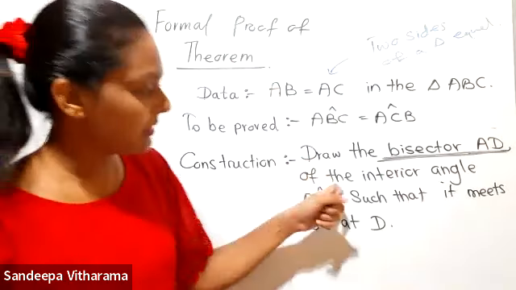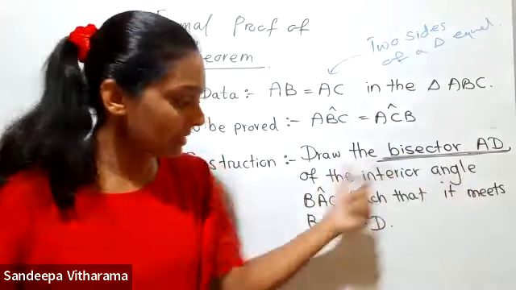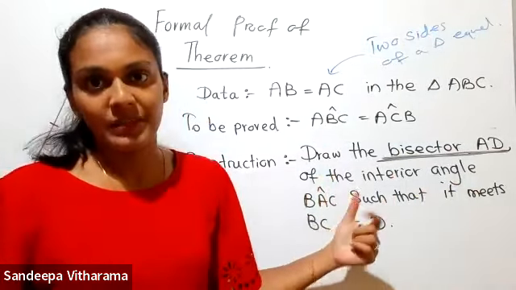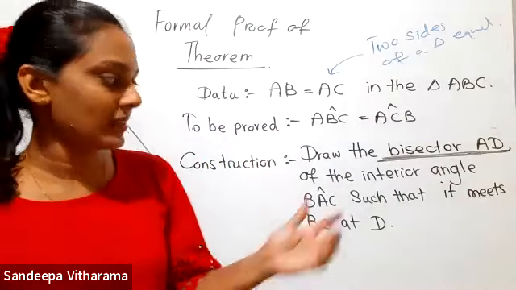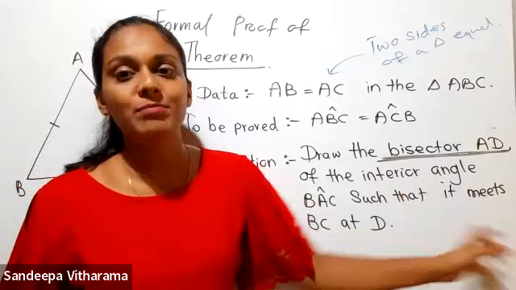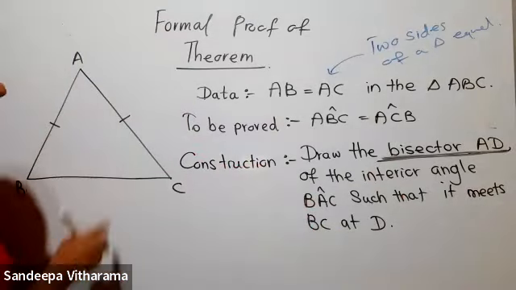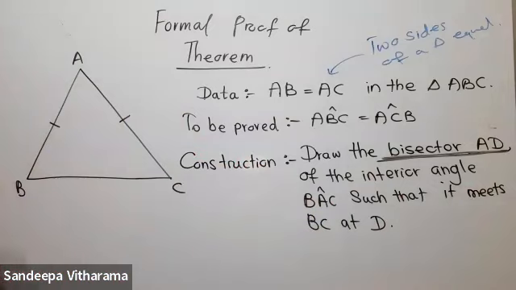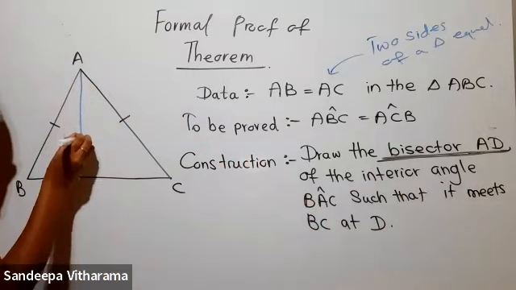Now you can identify the bisector AD of the interior angle BAC, such that it meets BC at D. That means this is the angle bisector.